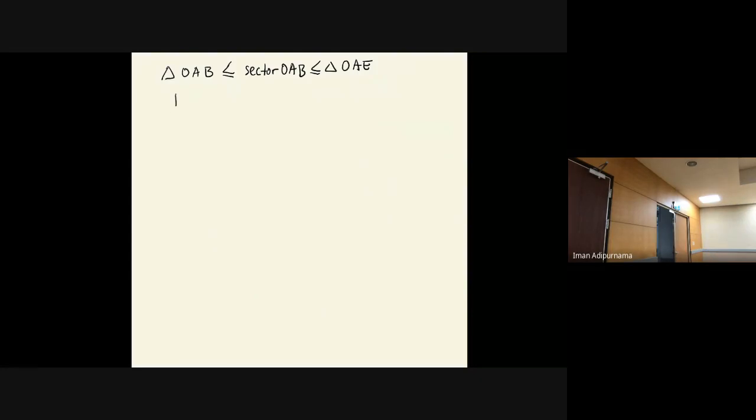So the area of OAB is half sine theta. I'm making this an absolute value just to make sure that all of our calculation is positive, because we are comparing positive numbers and not including any negatives. The sector is theta over 2. This is tangent theta over 2.